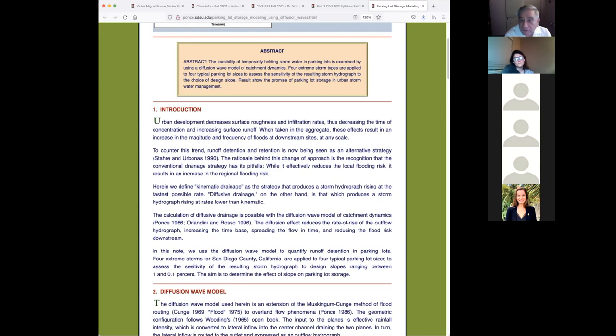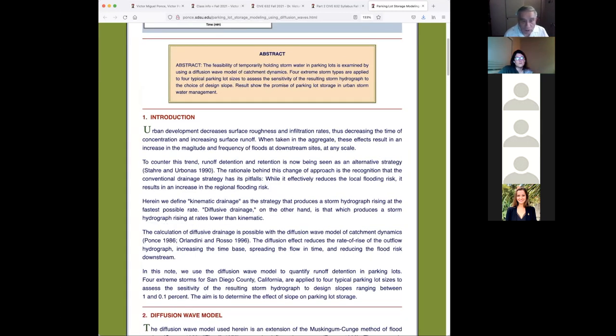Urban development decreases surface roughness and infiltration rates, thus decreasing the time of concentration and increasing surface runoff. We know that. To counter this trend, runoff detention and retention is now being used as an alternative strategy. What happens is that without runoff detention and retention, you drain the water from the premises and it creates a flood downstream. So you solve the problem of the local flood, but it was at the expense of creating a problem of the regional flood.